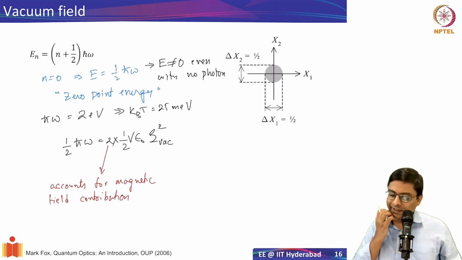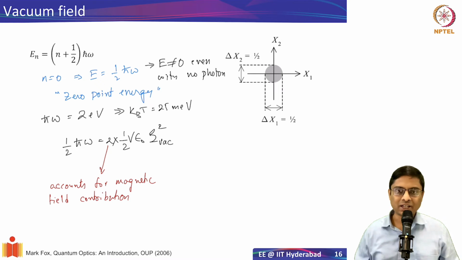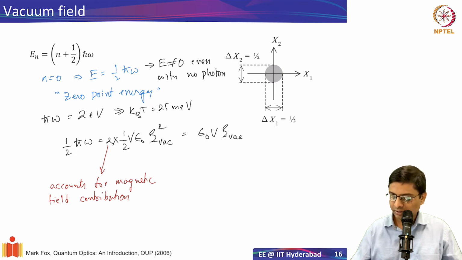Okay. So if my zero point energy, half h cross omega, is what is the field corresponding to that? That turns out to be equal to epsilon naught V E vacuum square. So I can find out what is my electric field corresponding to vacuum. That is h cross omega divided by 2 epsilon naught V.